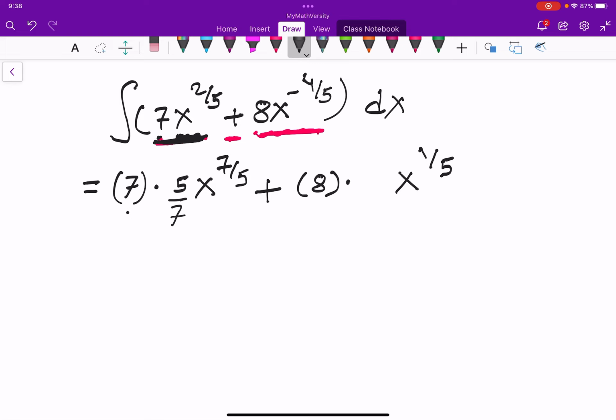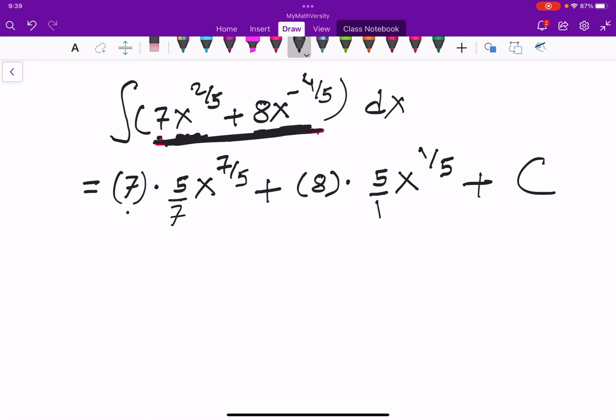So we add 1 to the power, and whatever that new power is, multiply by that as a coefficient. So we have 5 over 1 times x to the power 1 over 5 as the antiderivative of x to the power negative 4 over 5, and multiply that by 8. So that should be the antiderivative of the second term, and then plus, don't forget to add the integration constant, and that should be the antiderivative of this given function.